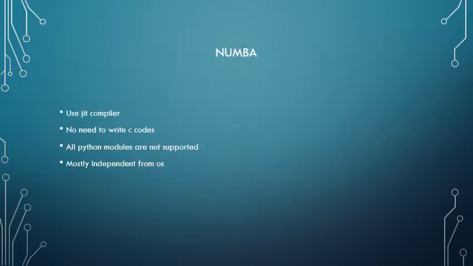Numba is a third tool that also uses a just-in-time compiler, so the first time we run the code, it compiles the code and then runs it after that with the compiled code. It doesn't require a compiler step like the others. However, its downside is that most Python modules aren't supported, and we had to spend a great deal of time to figure out how to implement our functions.